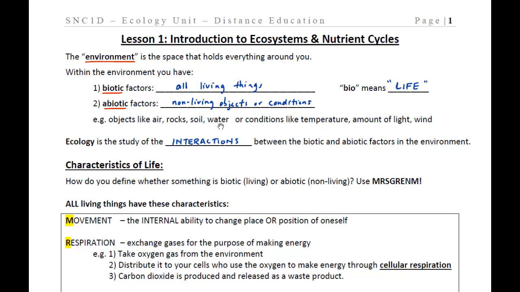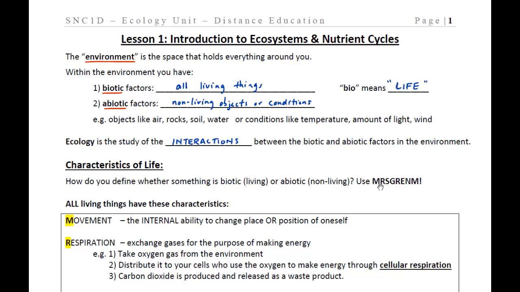They influence what type of plants can grow, and then the type of plants that grow, which are biotic factors, also influence what type of animals can live there. For abiotic factors, it could also be a condition like temperature, the amount of light that's available, or even the wind can have an effect. Now, ecology itself is a study of the interactions between all the biotic components and all the abiotic factors in an environment.